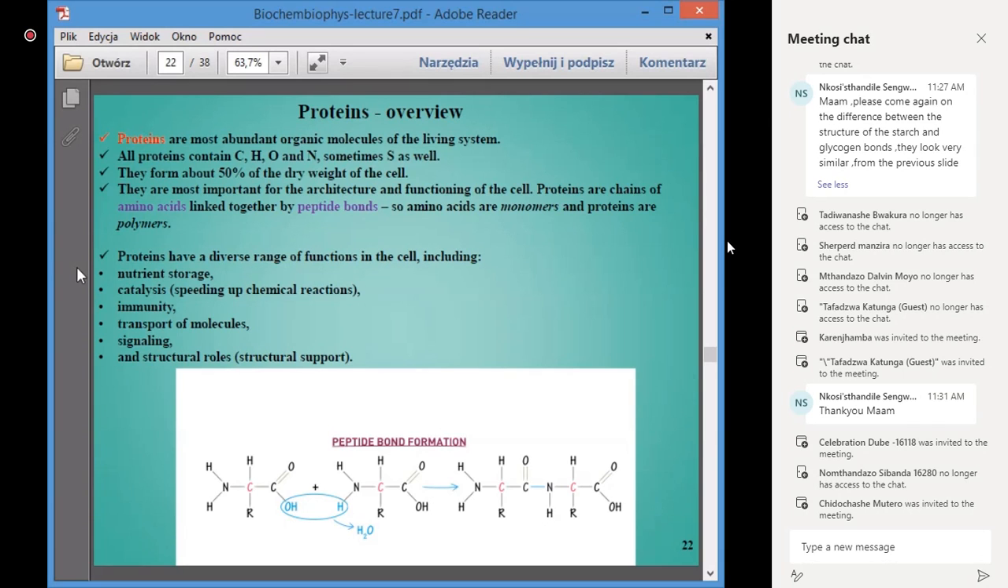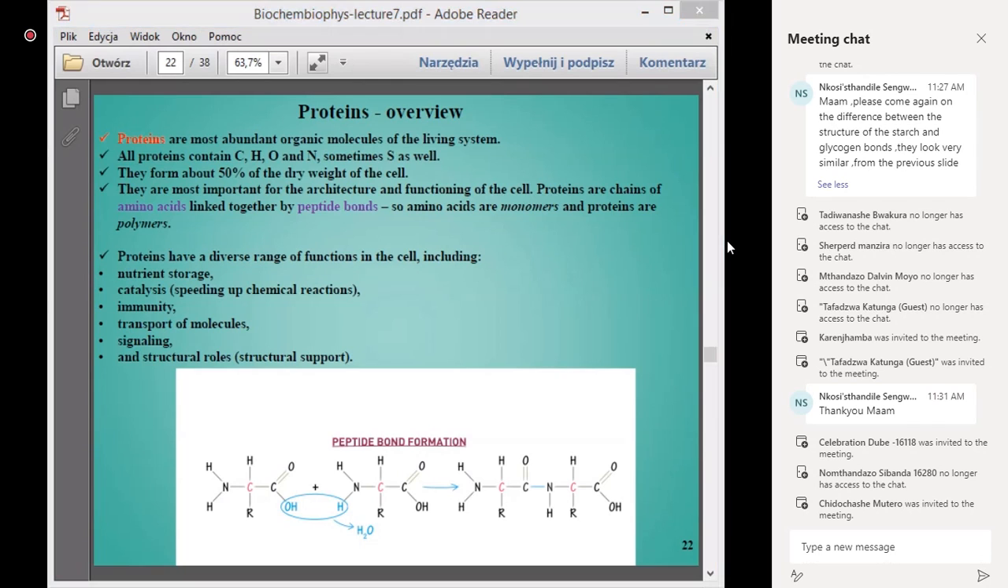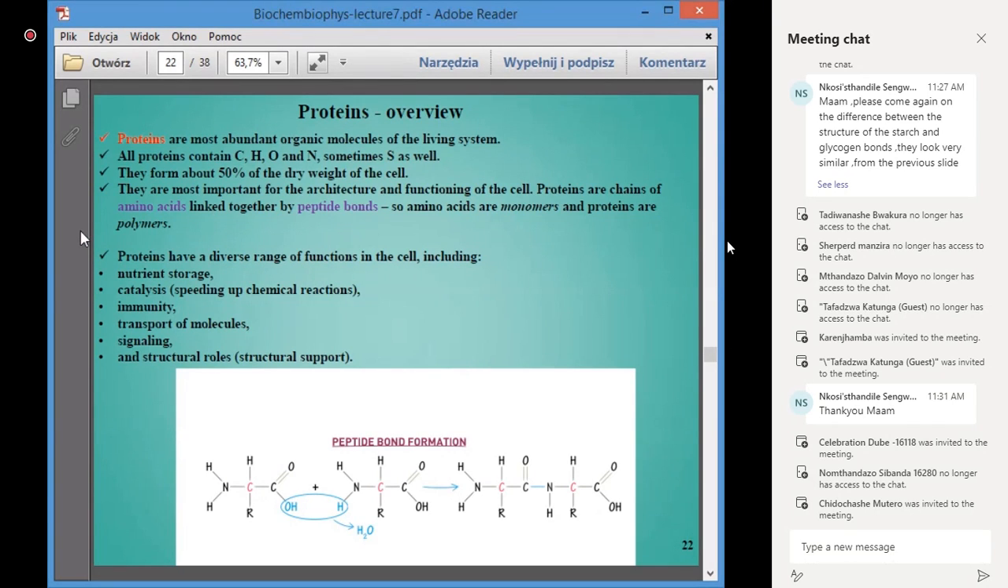And in this case, the structure of the basic units which build the more complex structures of proteins contains not only the atoms of carbon, hydrogen, and oxygen, like it was before in case of fats and sugars, but we have additional kinds of atoms like nitrogen, sometimes sulfur as well. And it was found that proteins form about half, so 50% of the dry weight of the cell.